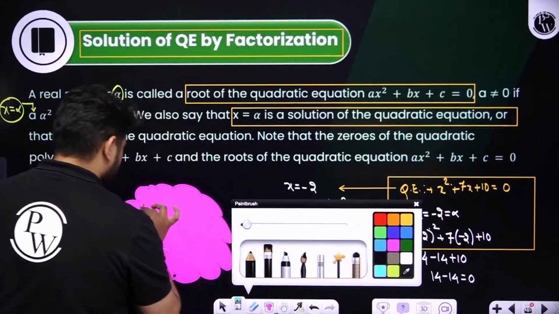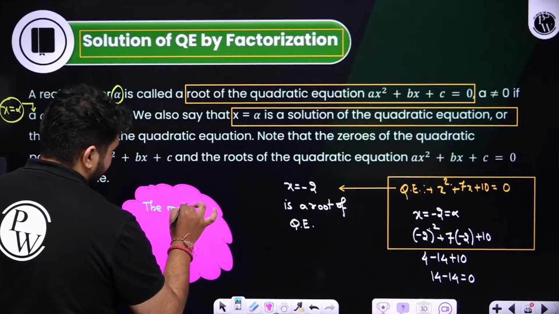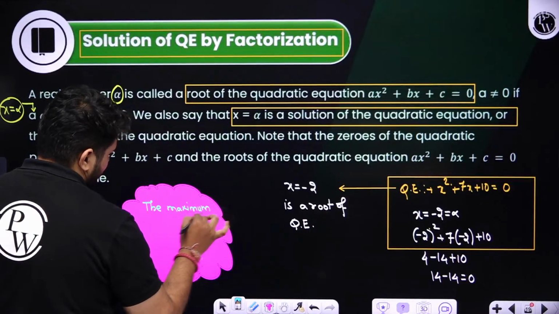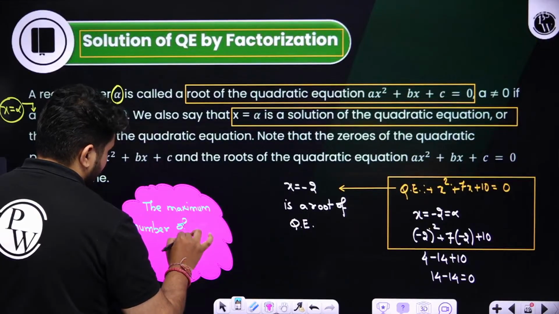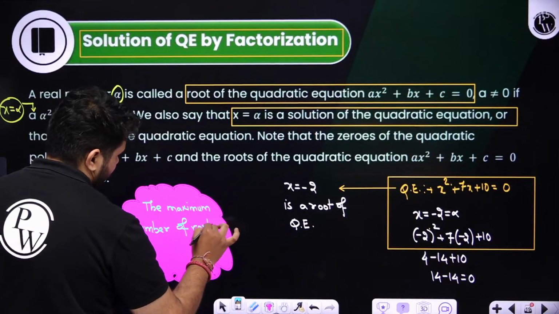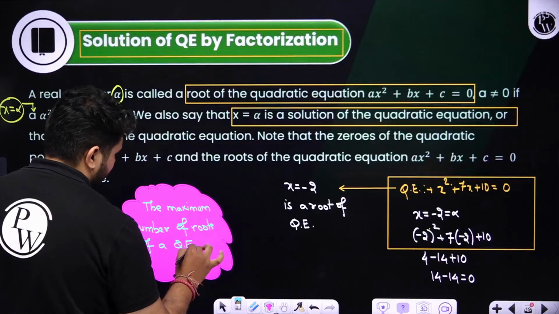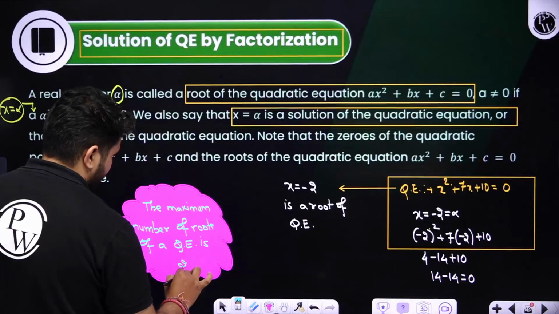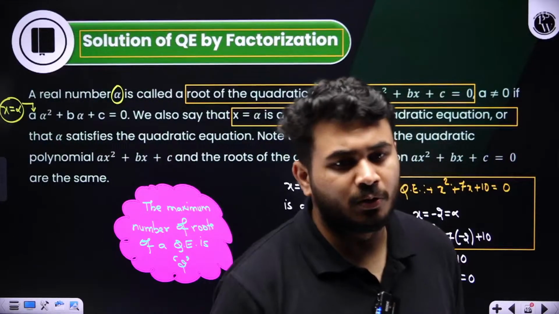The maximum number of zeros or roots of a quadratic equation is 2. Maximum 2, and minimum it can have 0 real roots.